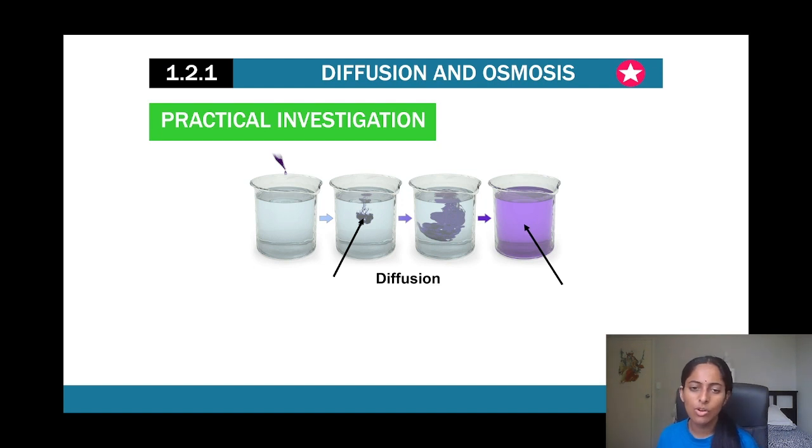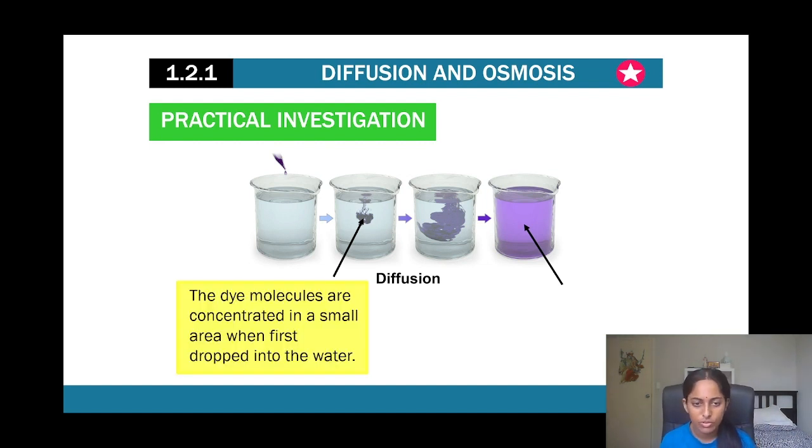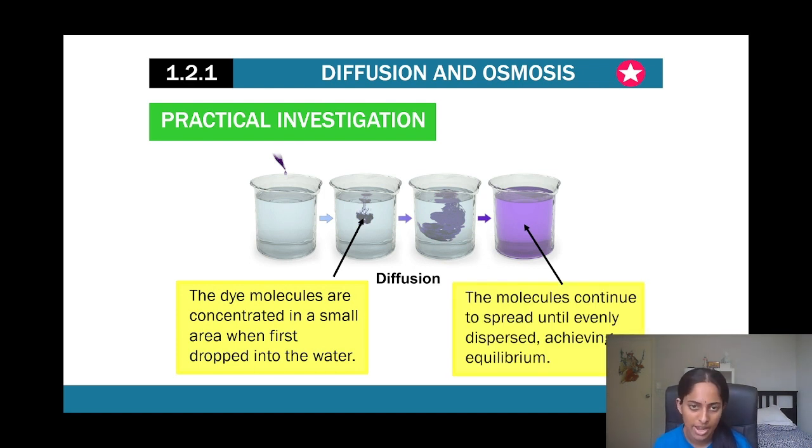So this is an example of something called diffusion. You can see here that once you put food dye, that drop of food dye slowly disperses into the water, and this is called diffusion. Initially, it's very concentrated in the water, but eventually it continues to spread out. And once it's spread out, it establishes something called equilibrium. You don't need to understand what it is, it's more of a chemistry concept, but that's pretty much what happens. And diffusion is an important way that cells transport things.